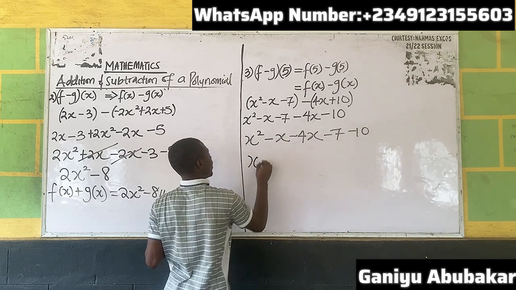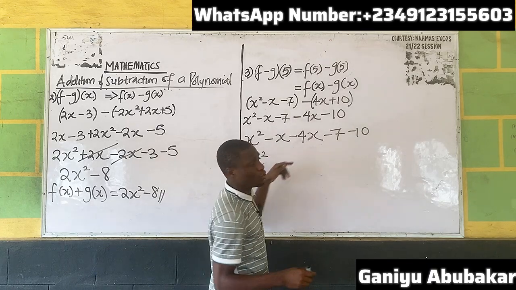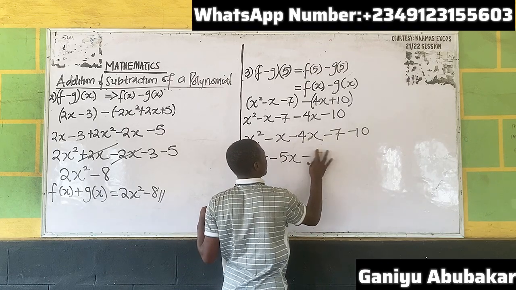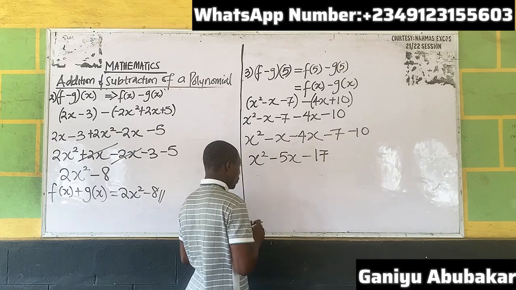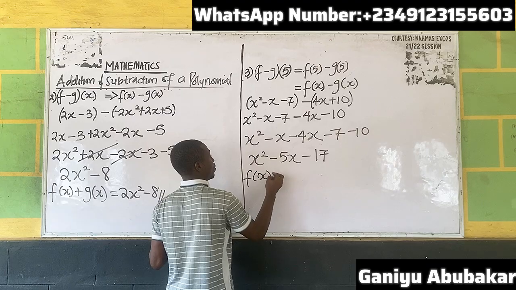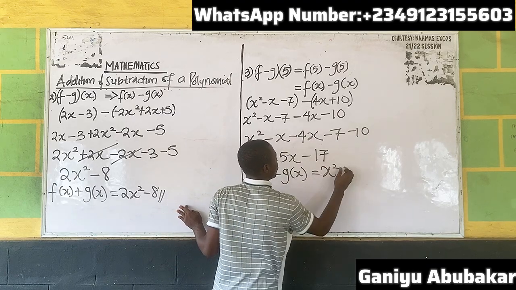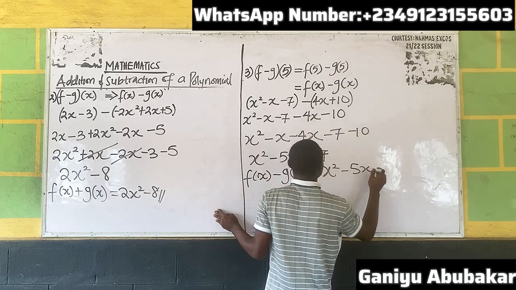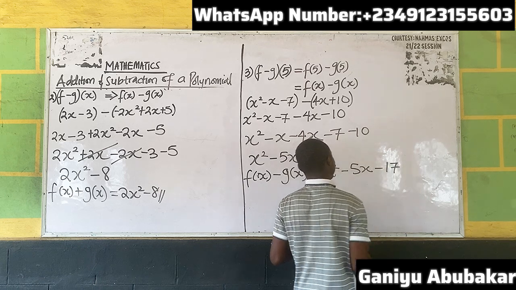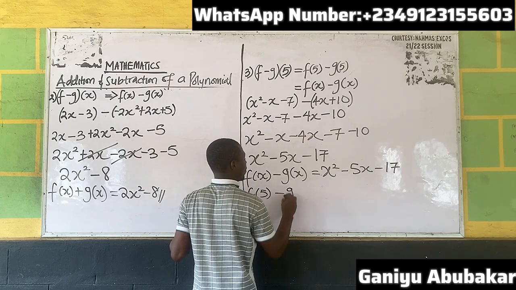Moving on, this gives you x squared minus x minus 4x gives you minus 5x, minus 7 minus 10 gives minus 17. From here, we said this should be our answer for f of x minus g of x, which is equal to x squared minus 5x minus 17. But they said x should be 5.